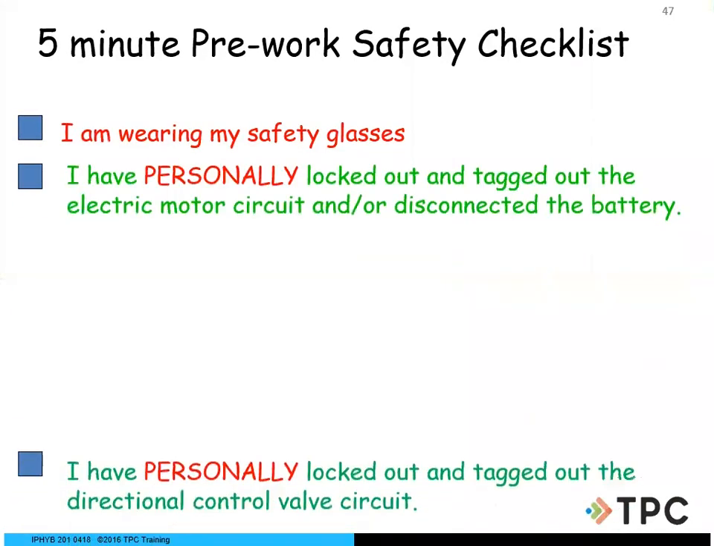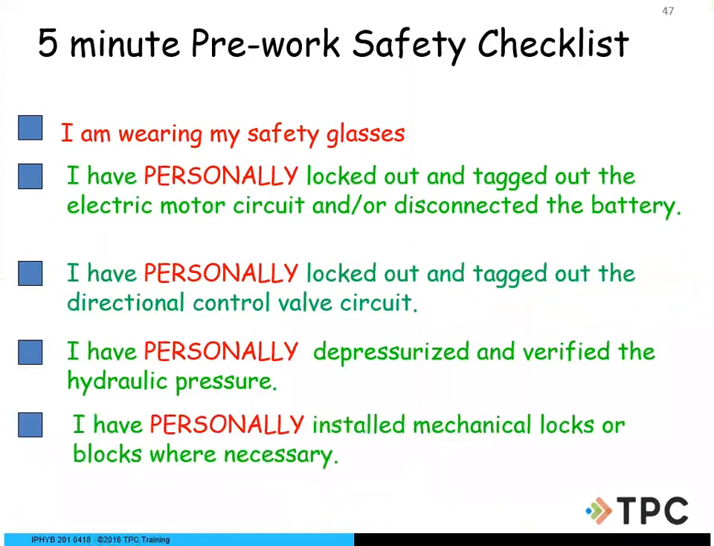To do what we call a 5-minute checklist, if you will. Safety glasses, of course. Personally lock out and tag out the electric motor circuit, so that we go by the 70E regulations, which is another course TPC does offer. And so 70E lockout tag out, Article 120. Personally lock out and tag out the directional control valve circuit.